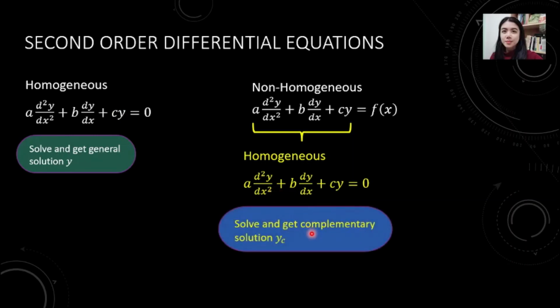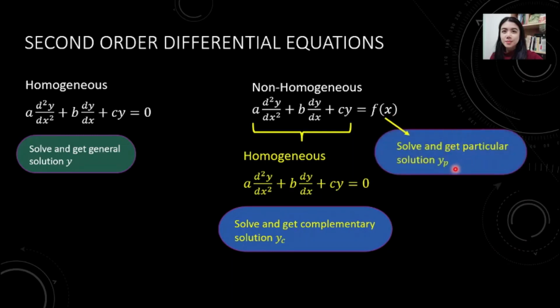The solution here, we call the complementary solution, or yc. Then we look at the function f. The function f here will help us figure out the solution for yp. So you need to solve this one and get your particular solution yp. Then you combine the solutions that you get from the homogeneous equation and here, and you get your general solution. So your general solution is yc plus yp.